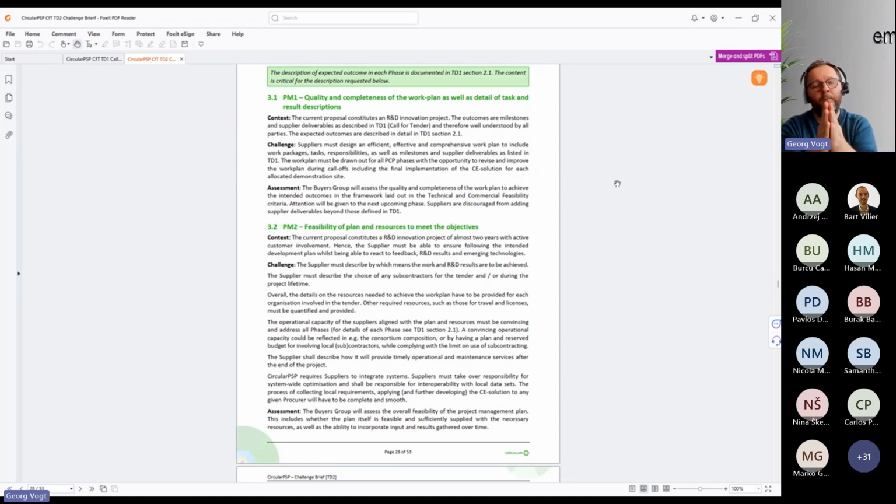So please, maybe you need to split these two things a little bit. Yeah, the tender is the tender, the project is the project work. In a tender, we will never be able to assess your R&D work. This comes later.